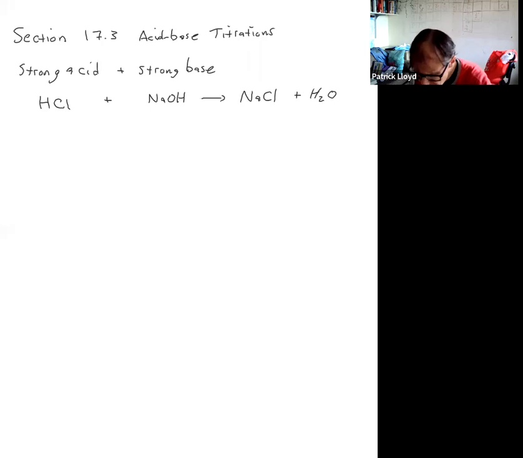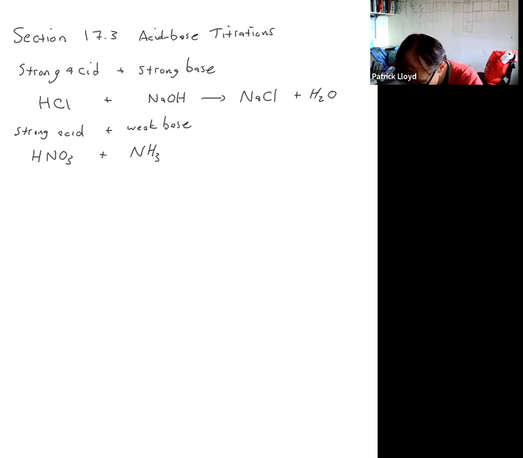The next type of combination we could do is we could have a strong acid with a weak base. And this is a common type of reaction as well. So for example, let's pick a different strong acid. Let's take, for example, nitric acid, HNO3. And we could combine that with a weak base. The typical example of a weak base is ammonia, NH3. That's just a common one that people use.